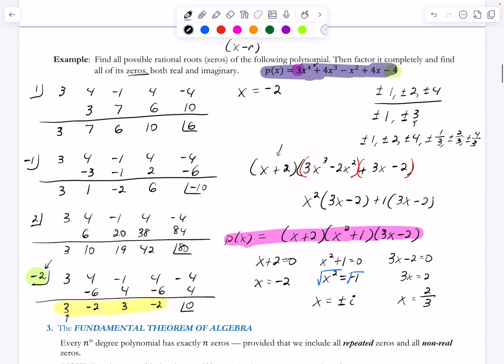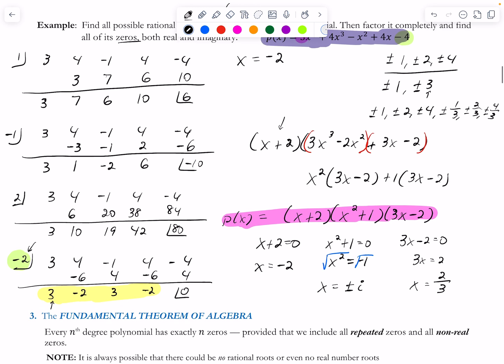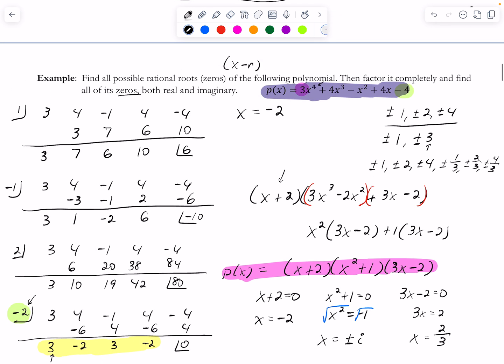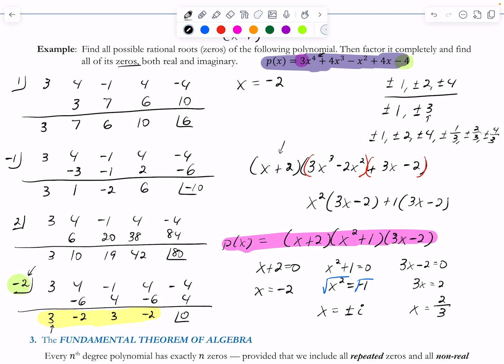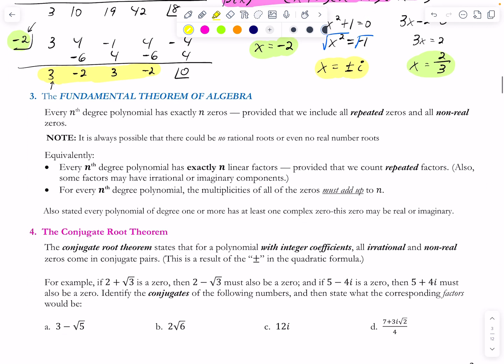So when it says to find all the zeros, both real and imaginary, we ended up having 4 total, which in a moment you'll see should not surprise you, right? The highest exponent is 4, so I'm expecting to see 4 total. I have 2 real ones, x equals -2 and x equals 2/3. Those are 2 real roots. And then this one right here, x equals plus or minus i, gives us 2 imaginary or complex roots, but a total of 4. And that's the whole process. You saw stuff we've done multiple lessons ago and stuff we did the first semester, all wrapped up in this. Okay, let's go to the fundamental theorem of algebra.